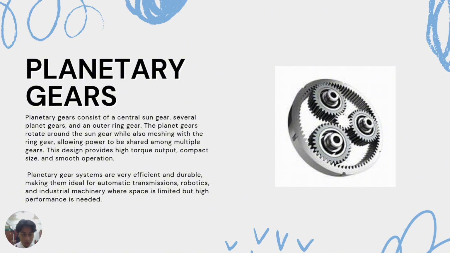So as the image shows, we can see that the gears are called planetary gears because they have the center gear which is called the sun, and the planets are the 3 gears outside of the sun, and they have the outer ring. So it's like our solar system.